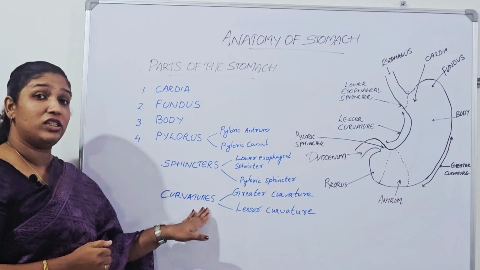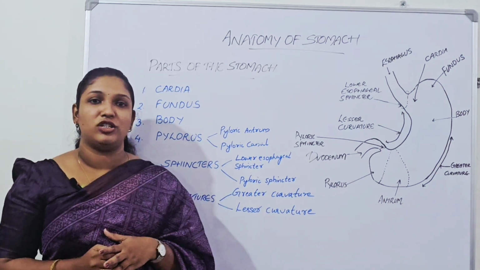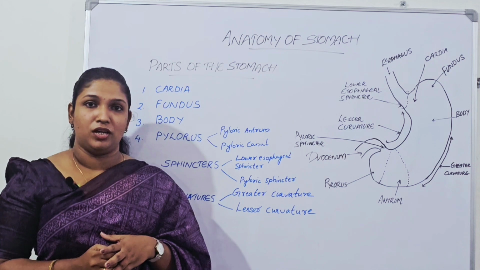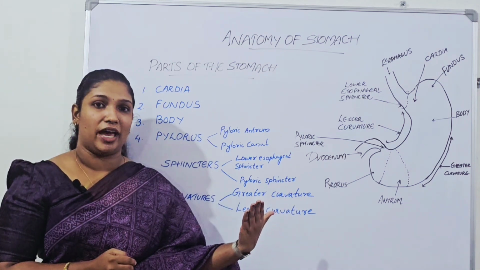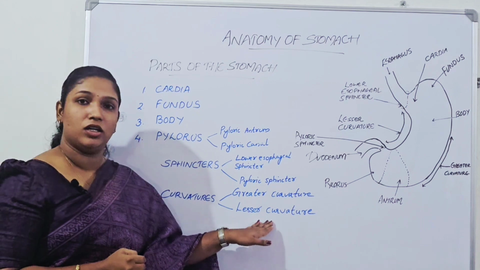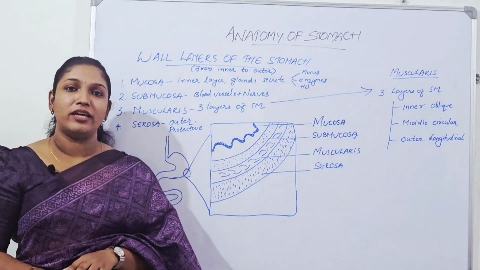Next is about the curvatures of the stomach. There are two types of curvatures, the greater curvature and the lesser curvature. The greater curvature you can see in the left part of the stomach and the lesser curvature is in the right part of the stomach. So next is about the wall layers of the stomach.